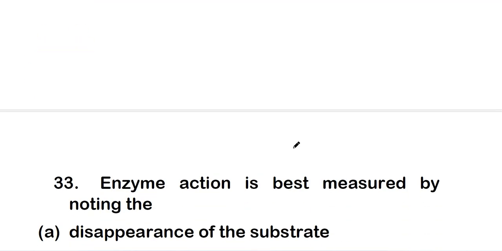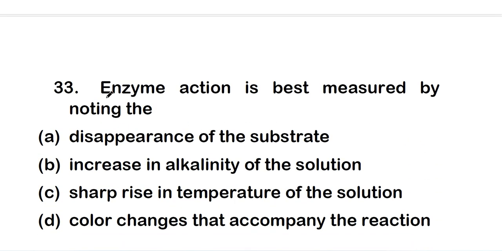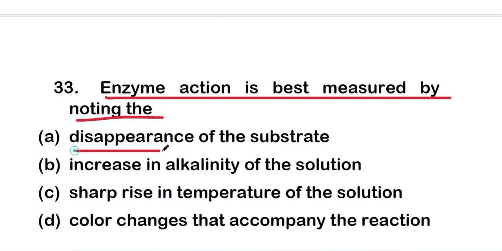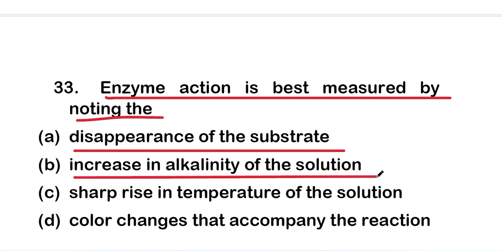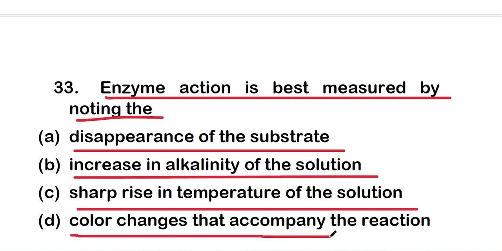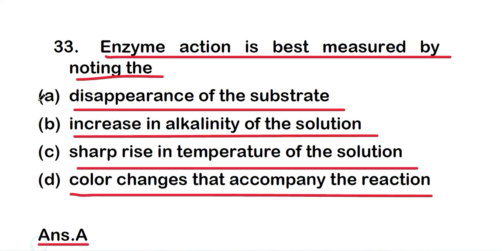So next question. The enzyme action is best measured by noting option A, disappearance of the substrate, option B, increase in alkalinity of the solution, option C, sharp rise in temperature of the solution, option D, color changes that accompany the reaction. The right answer is option A, that is disappearance of the substrate. So enzyme action is best measured by noting the disappearance of the substrate.